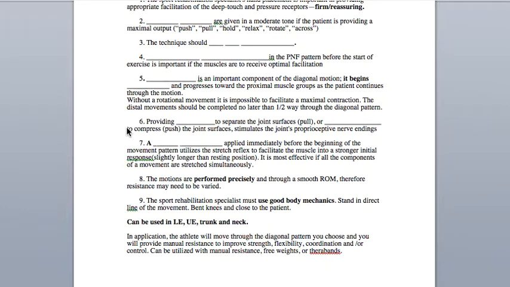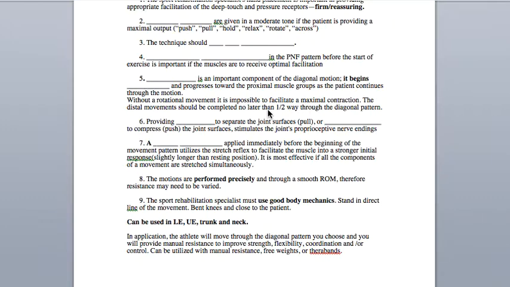Without a rotational movement, it's important to facilitate a maximal contraction. So the distal rotational movement should be completed no later than halfway through the diagonal pattern. Number 6, providing traction is sometimes used to separate the joint surfaces, or approximation to compress the joint surfaces, and that will help to sometimes stimulate proprioceptive nerve endings.